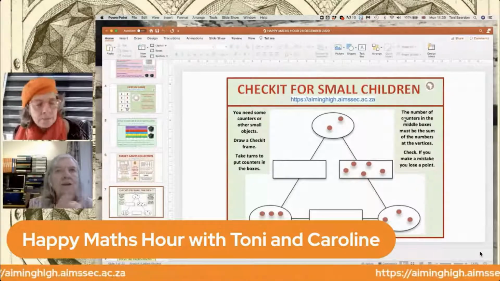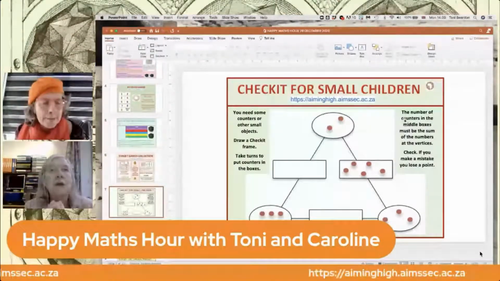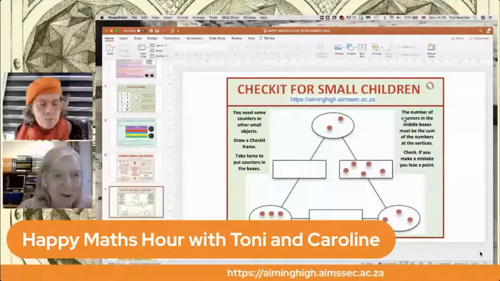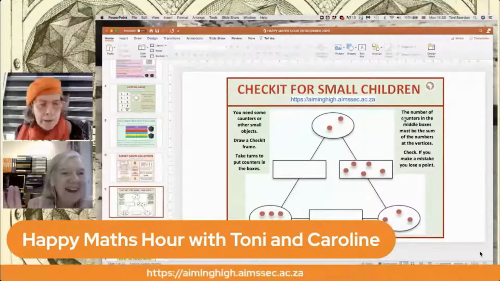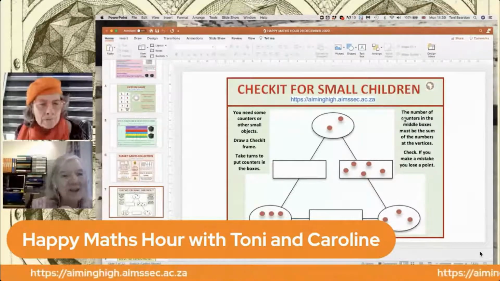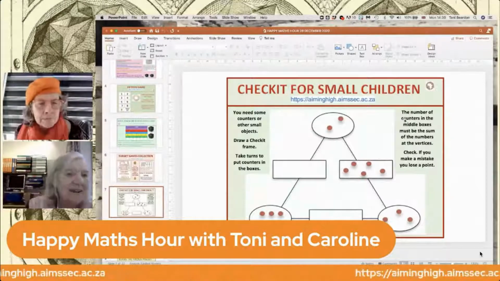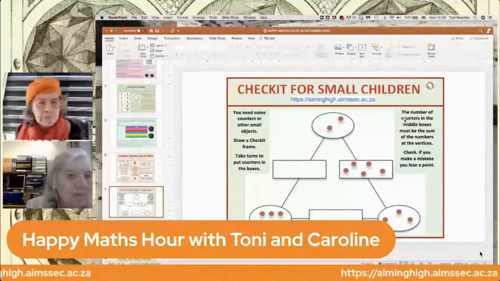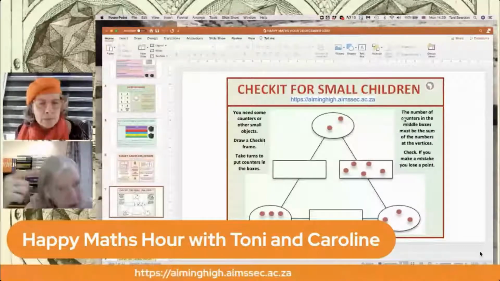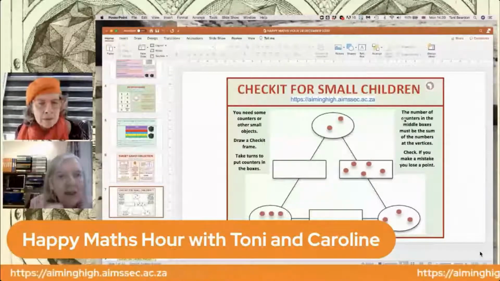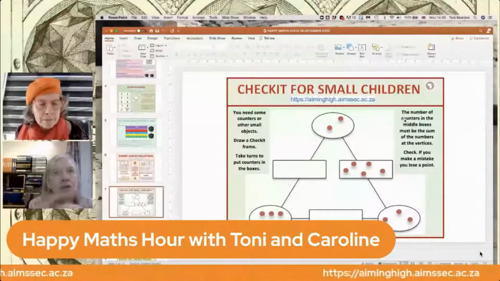And you can decide on the sort of numbers. I mean, you can even do this with algebra, with older children, and you can be adding algebraic expressions or multiplying them. So the idea, once you get to know what you're doing and you're playing the game, is that you start with a blank frame with those 6 boxes.